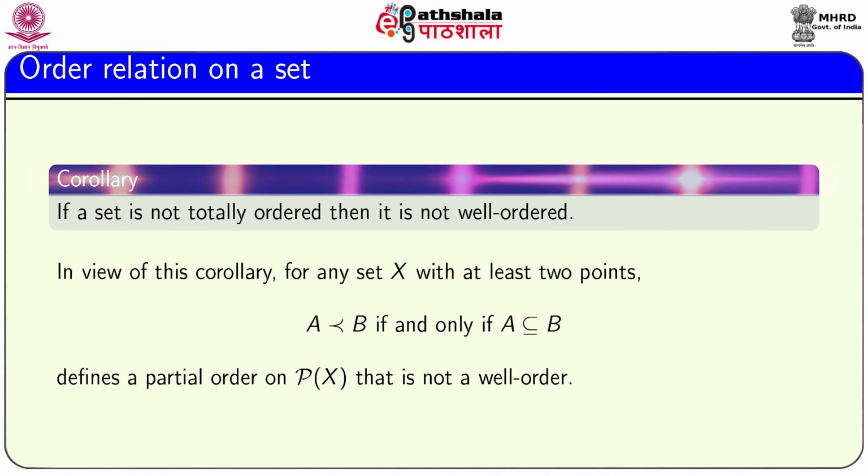If we state it contrapositively, then we get the corollary that if a set is not totally ordered, then it is not well ordered. In view of this corollary, for any set X with at least 2 points, A less B if and only if A is a subset of B defines a partial order on the power set of X that is not a well order.